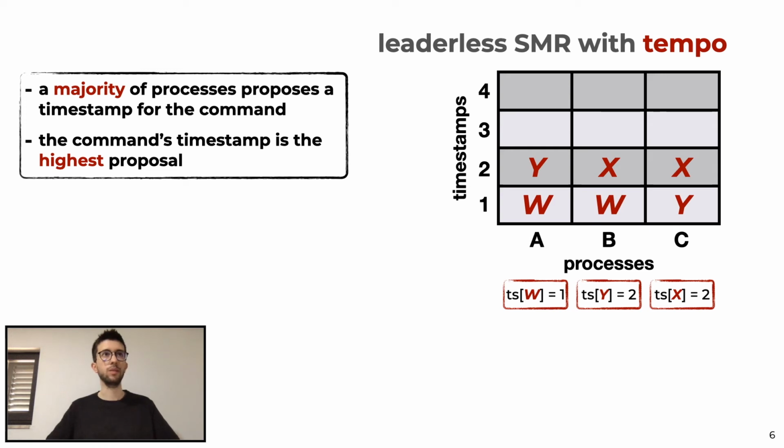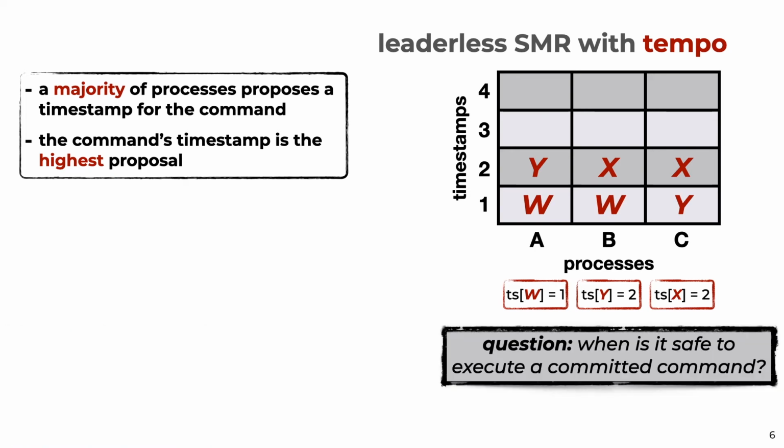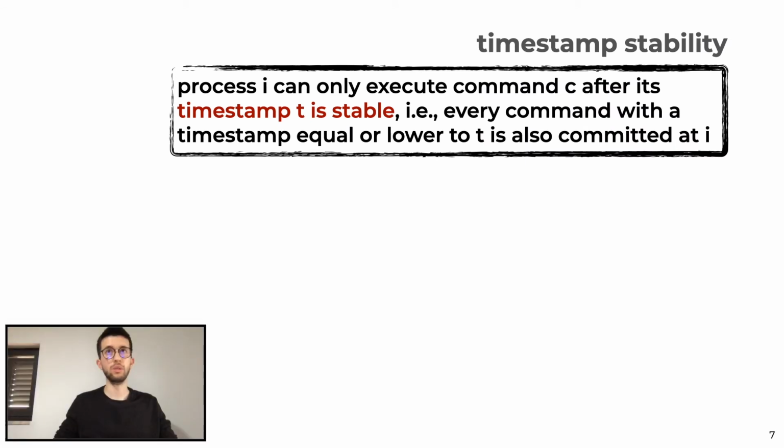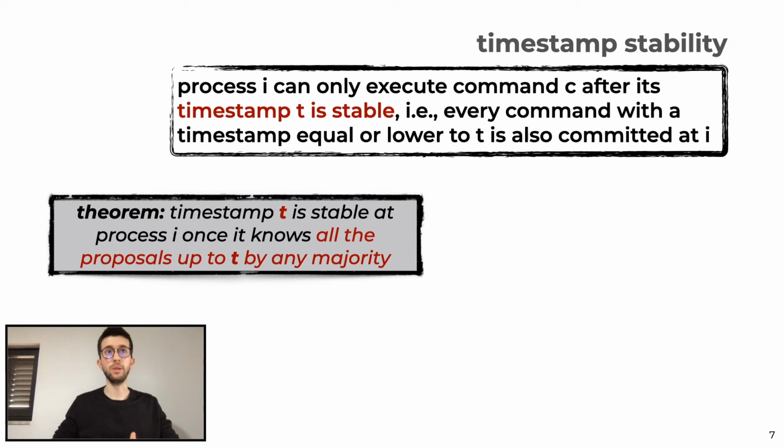After being committed with a timestamp, commands have to be executed. So now we need to know when it is safe to execute a committed command. For that, we resort to timestamp stability, which tells us that process I can only execute command C after its timestamp T is stable, and that is when every command with a timestamp equal or lower to T is also committed at process I. In the paper, we show that some timestamp T is stable at process I once process I knows all proposals up to T by some majority.